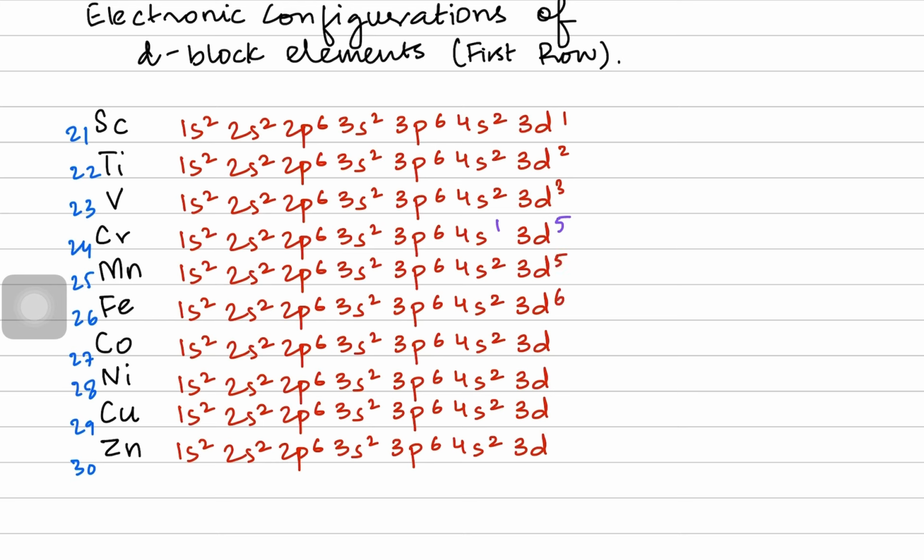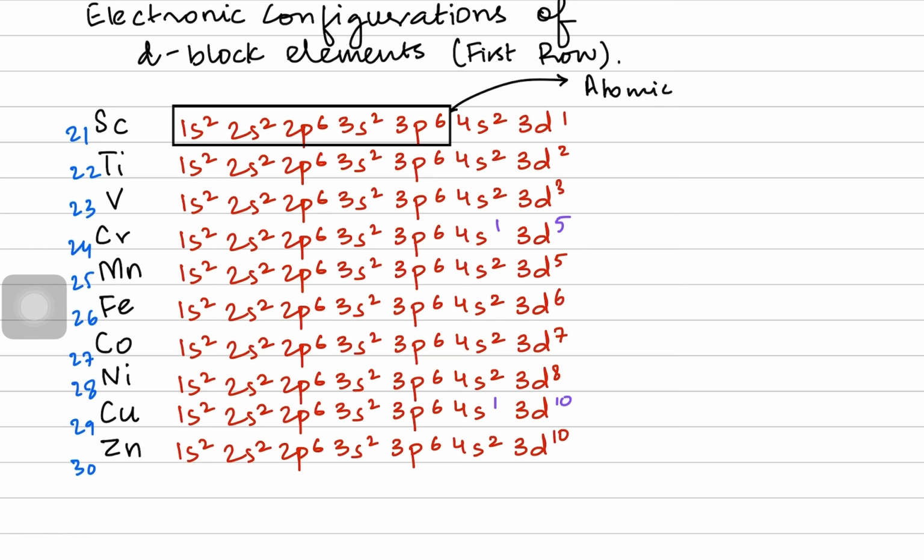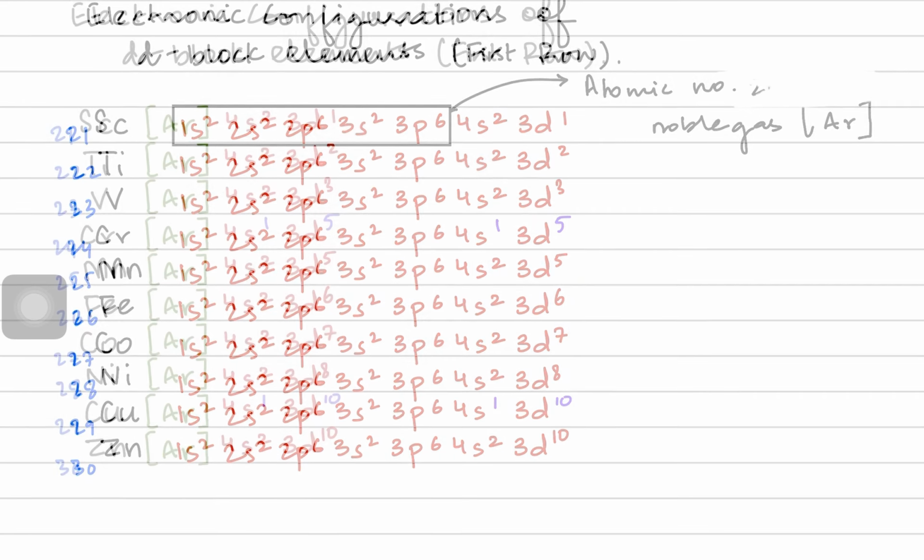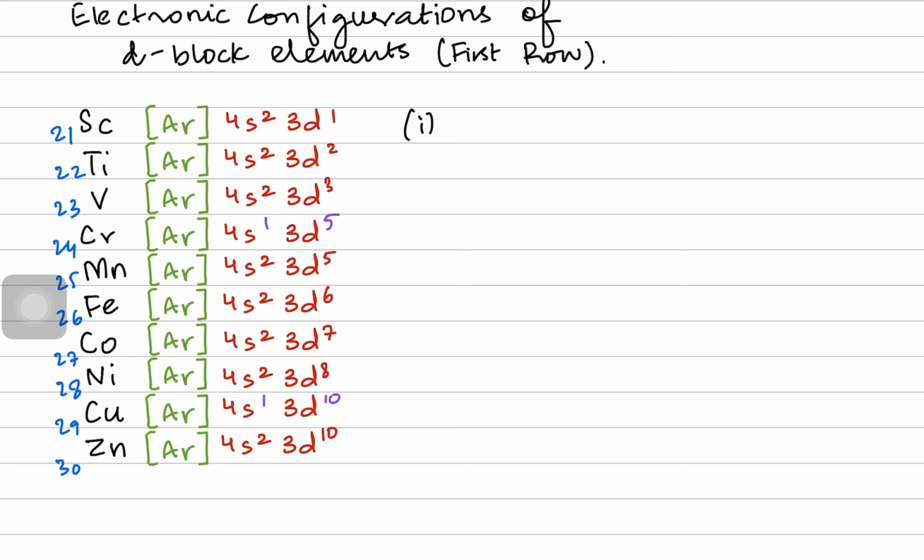Then after chromium, things continue to add up till copper, where you can see again that 3d9 means it's very close to completely fulfilled. So 4s again gives away 1 electron towards 3d and 3d becomes 3d10 because completely half-filled and completely fulfilled are stable. You can also notice that from 1s2 till 3p6, it represents the electronic configuration of atomic number 18, which is a noble gas configuration for the noble gas argon. So it is okay to write these configurations in a simpler way with square bracket argon and then the configuration.